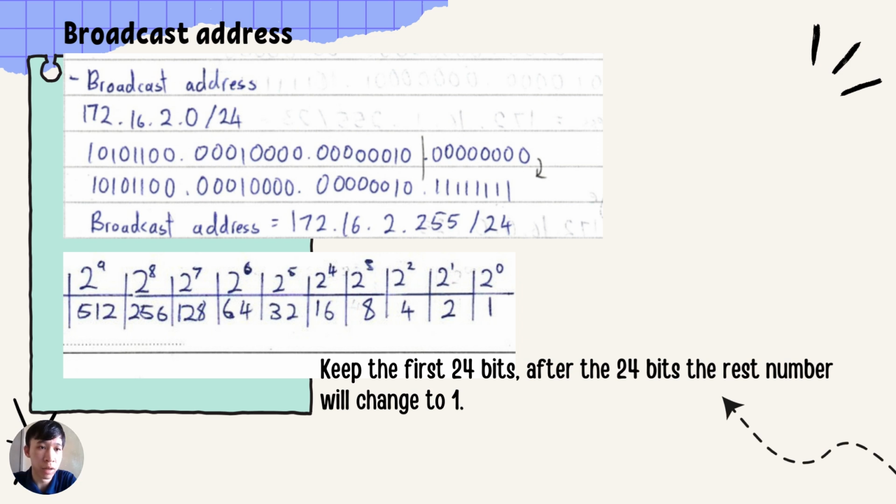For the broadcast address, we need to convert the IP address into binary first. After converting, we need to keep the first 24 bits of data, and after the 24 bits, the rest of the number we need to change to 1. So the broadcast address for this subnet will be 172.16.2.255.